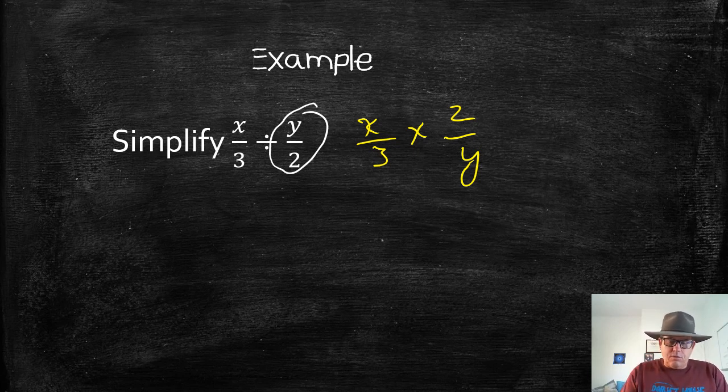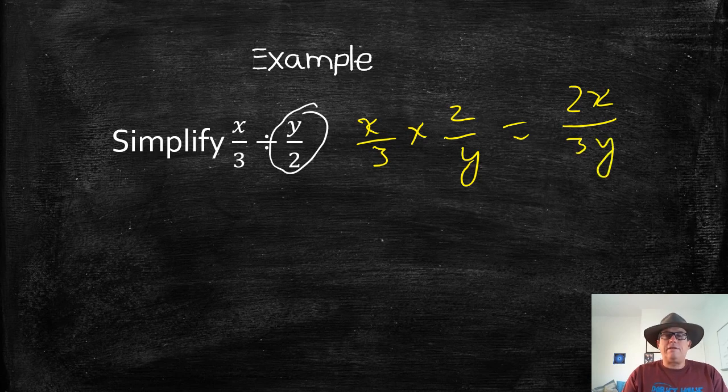And now what am I going to do? I multiply this, I check to see if there's anything I can cancel. Numerator and denominator, there's nothing here to cancel. So the answer is going to be 2x over 3y, nothing to cancel there.